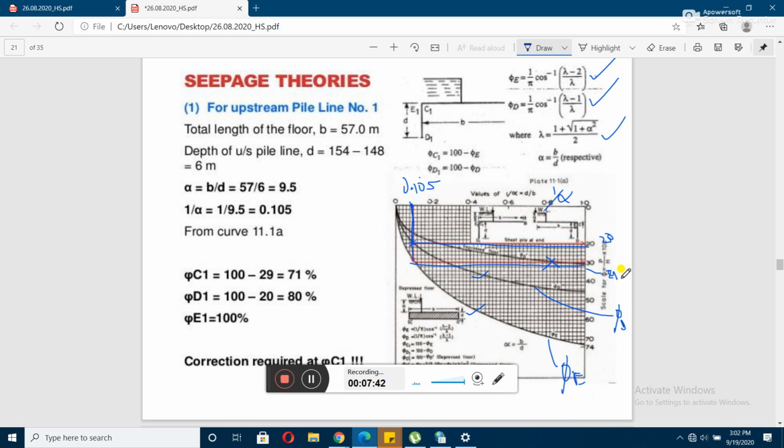Okay, so this is 29. Okay, so what is the value of 29? Phi e. Because you are getting this value adjacent to your phi e graph, this phi e will be your 29. So phi c1 will be 100 minus 29, that is 71, and phi d1 will be 100 minus 20, that is 80. Okay, so this is the way you can tackle it from the graph.